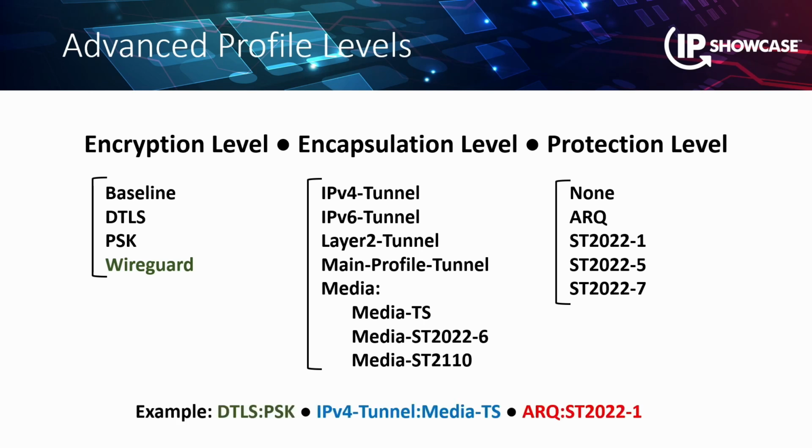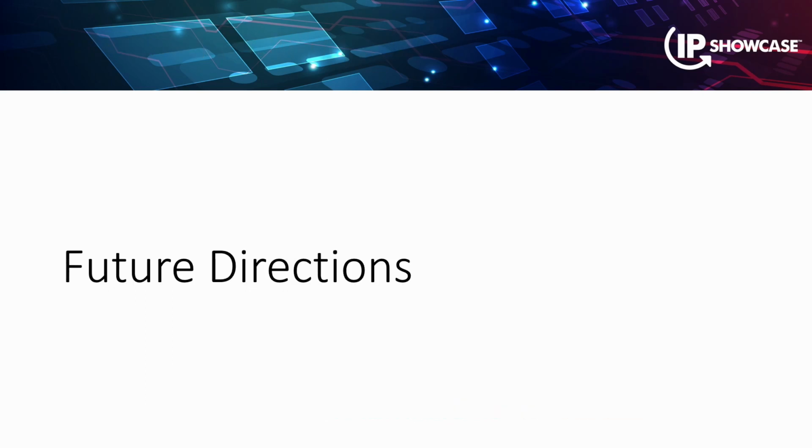So here's an example. Let's say I'm making a system that supports DTLS and PSK. It can do IPv4 tunnels and TS, and it does ARQ and FEC. So that's how you specify it. Pretty cool, right? Or complicated, depending on point of view.